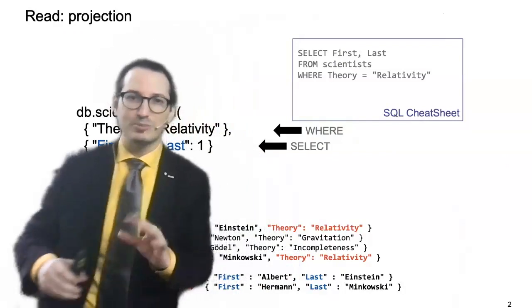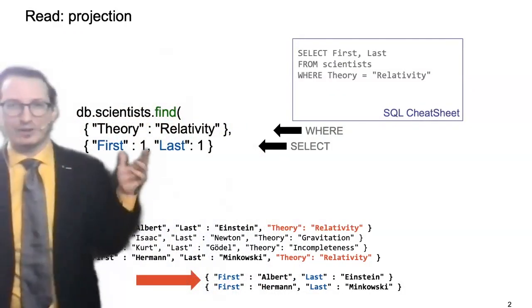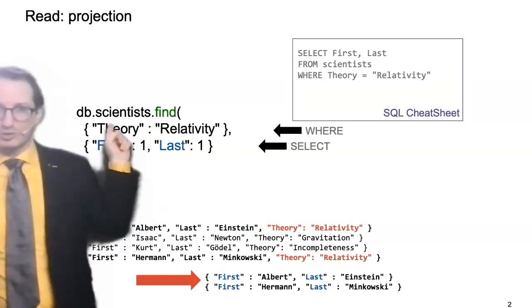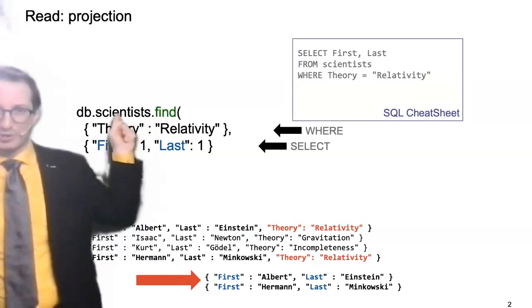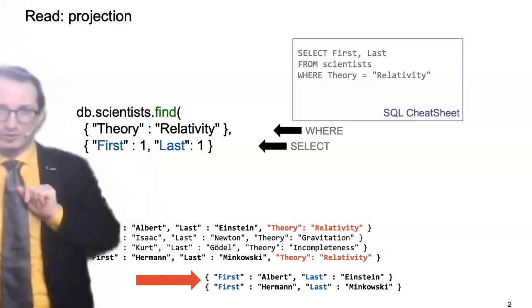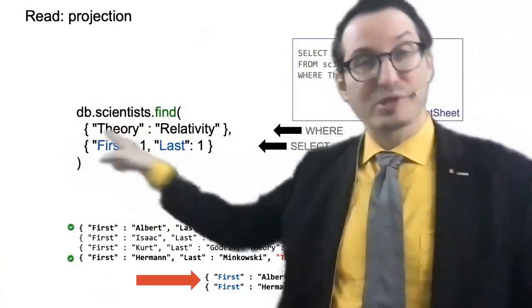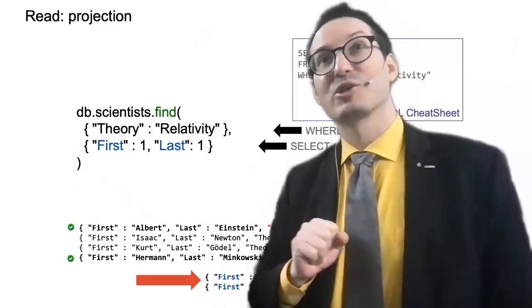So the most important thing to know about the query language, the most famous command is the find command, which is invoked on the collection. So here you put the name of the collection, db.thename of the collection.find. That's the JavaScript way of doing that. And the first parameter is the selection or the projection.